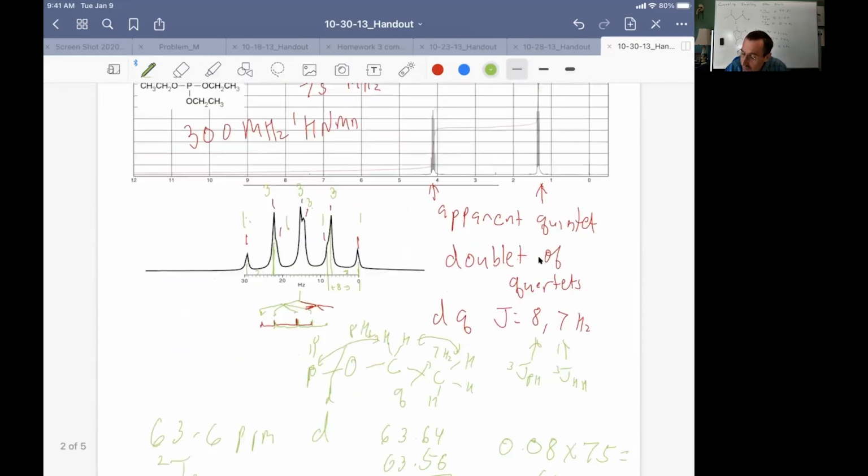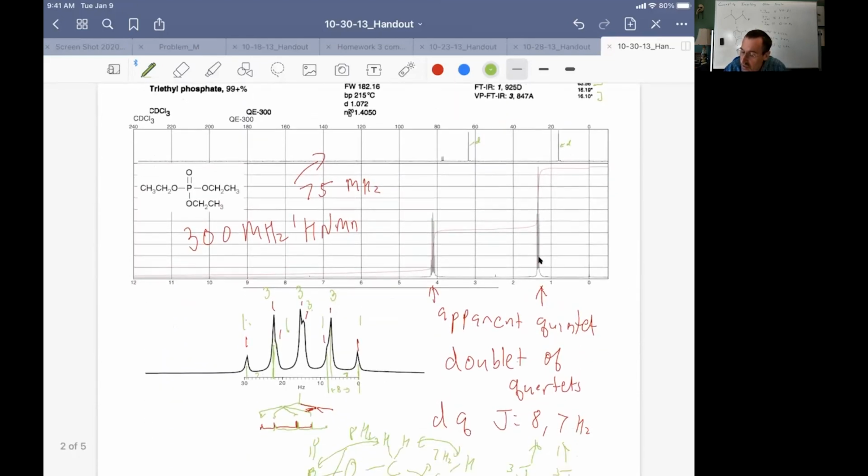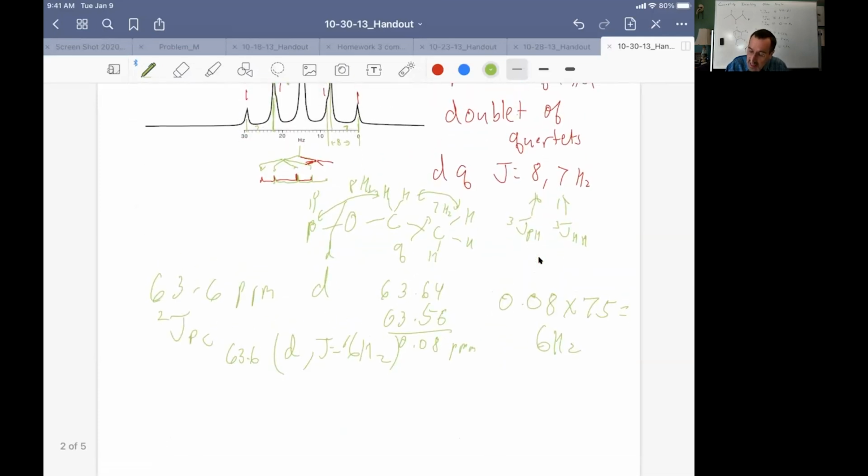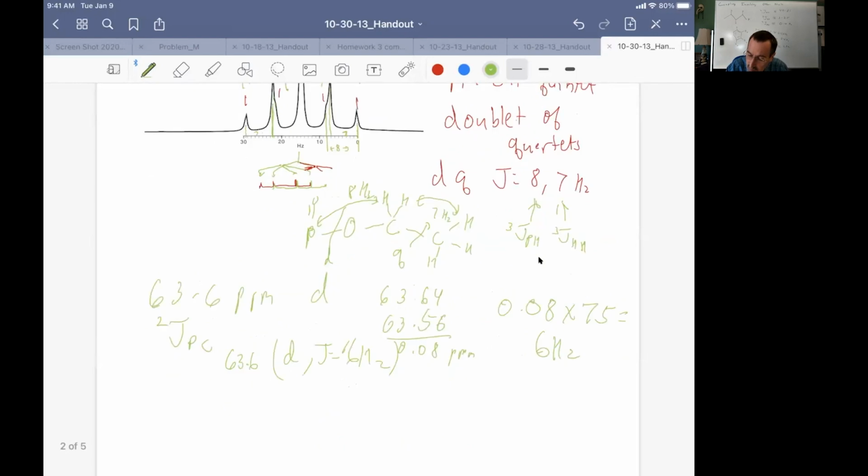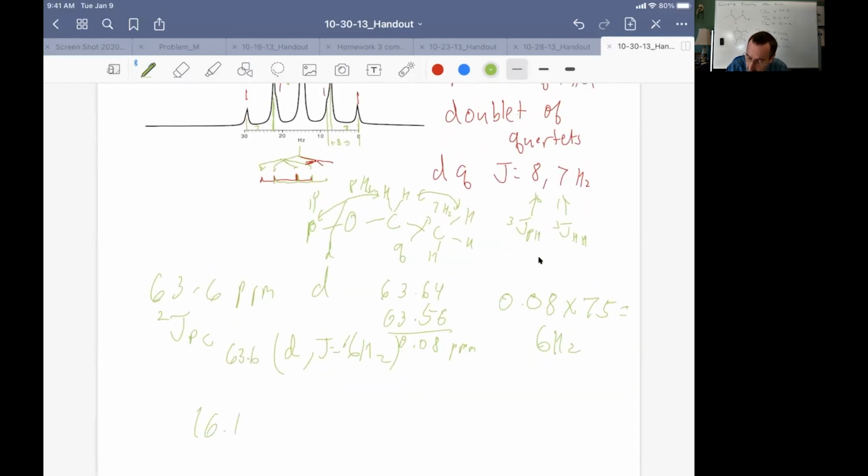By a similar token, if we do the same math for the pair of lines at 16.19 and 16.10, for our peak at 16.1, we would end up with 7 hertz. And so this reflects our J3 PC coupling. And so that 16.1 is a doublet with J equals 7 hertz.